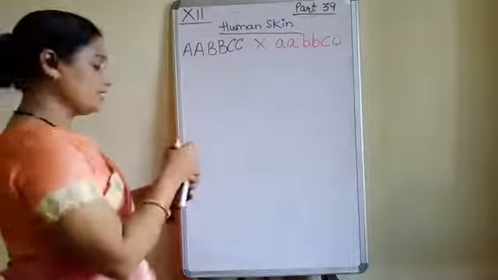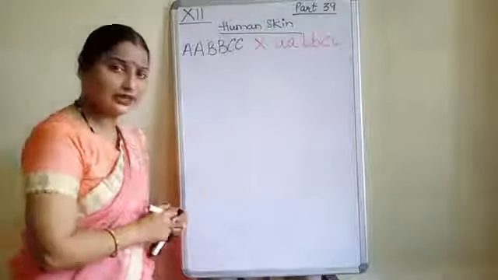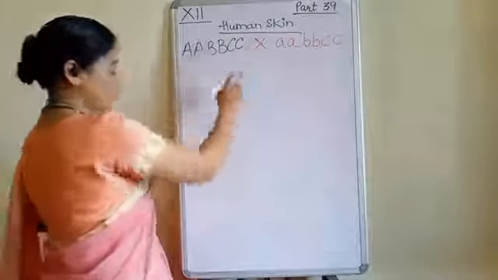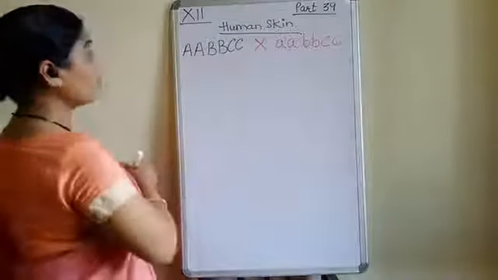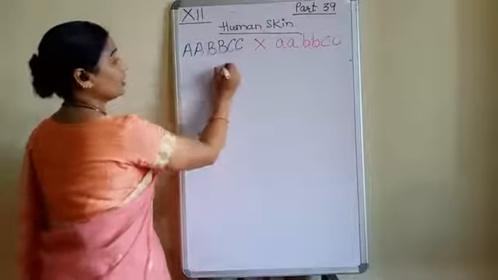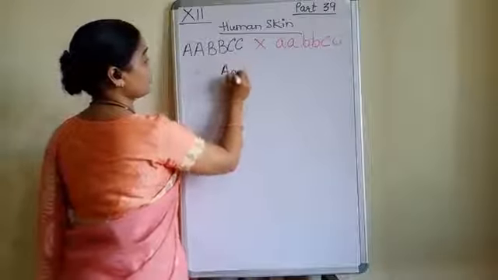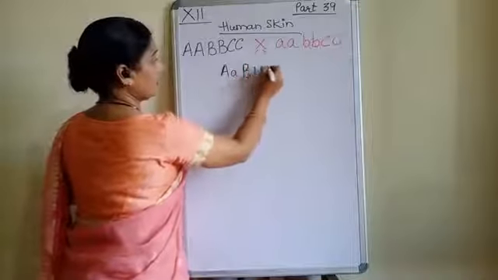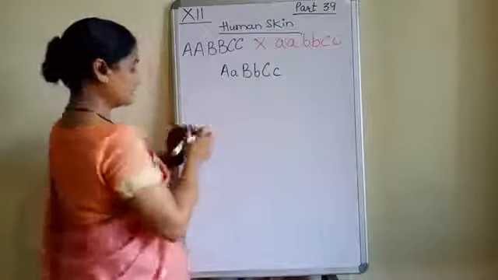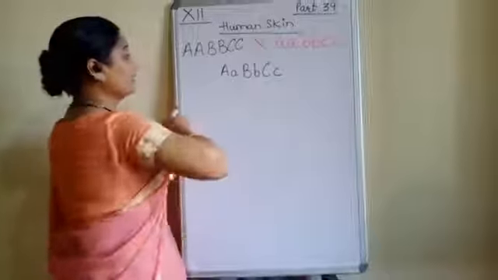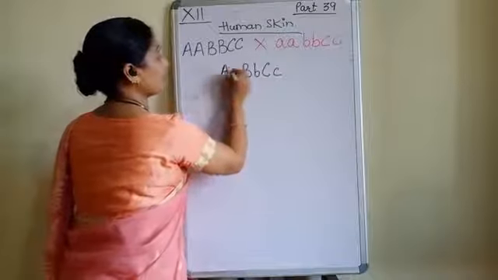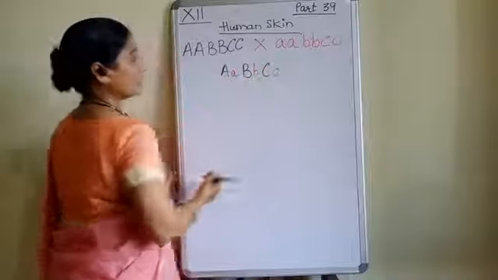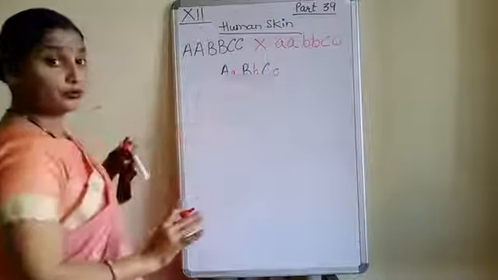In F1 generation, children, now it is very clear. Till now we know all these things. In F1 generation, what will be the progeny? The progeny will be Aa, Bb and Cc. This will be our progeny. So this is the progeny.